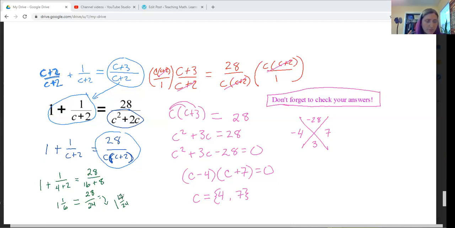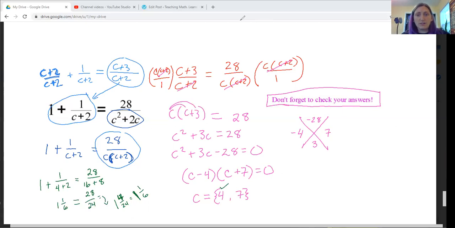4/24. There we go. 4/24. It's like, no, that was not right. 4/24, which simplifies into 1/6, which equals 1 and 1/6. Good. Okay, so 4 is a good solution.